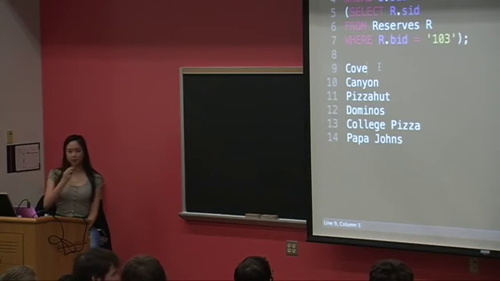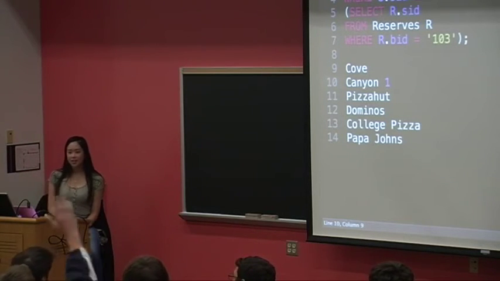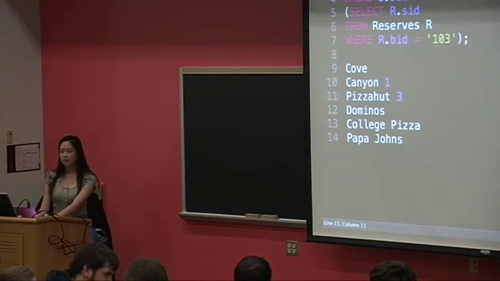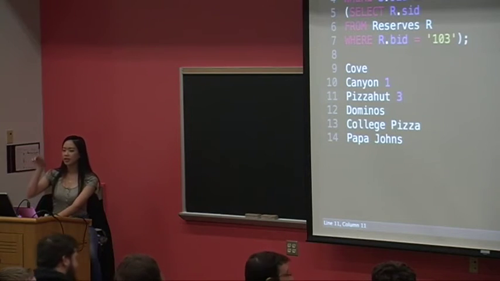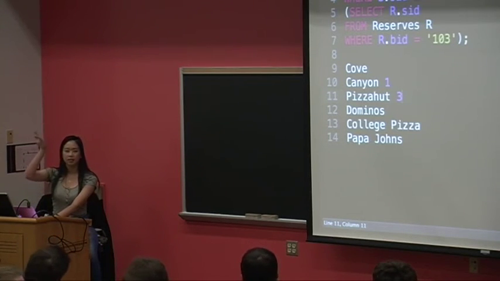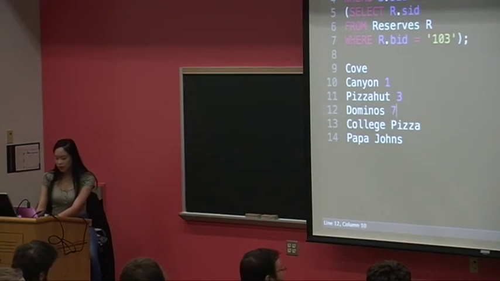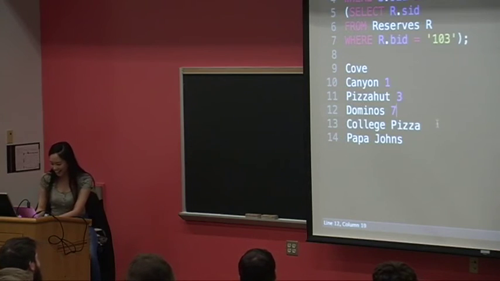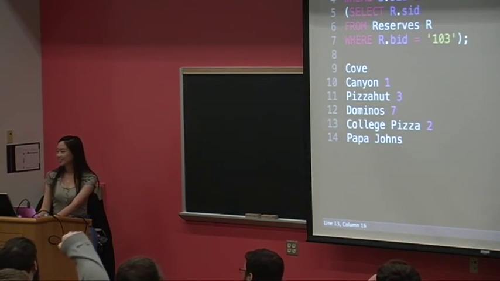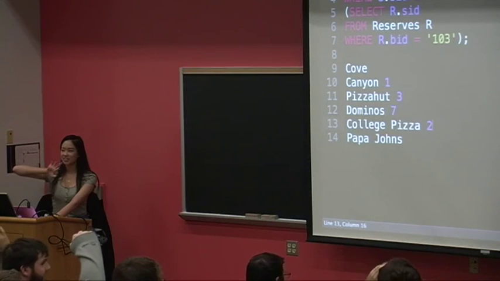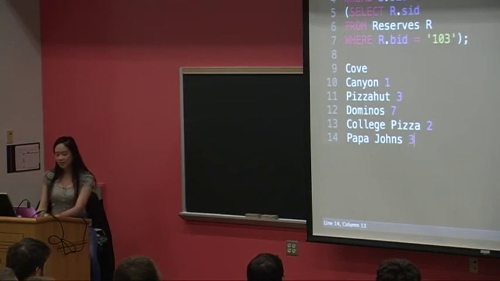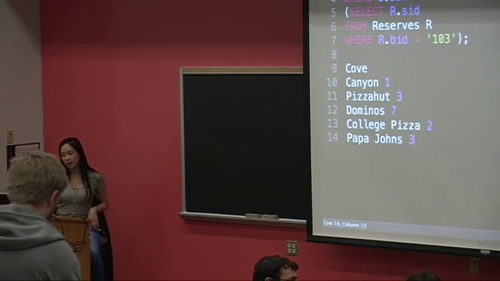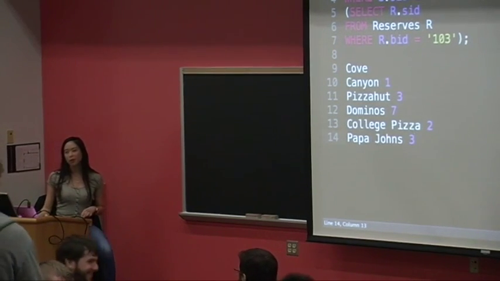Canyon? We got 1 vote. Pizza Hut? We got 3 votes. Domino's? 7. We got 7 votes. College Pizza? 2 votes, alright. Papa John's? 1, 2, 3. Okay, 3 votes. So we'll get Domino's. Okay, so yeah, if you have any flavors you want, send me an email before tomorrow afternoon.